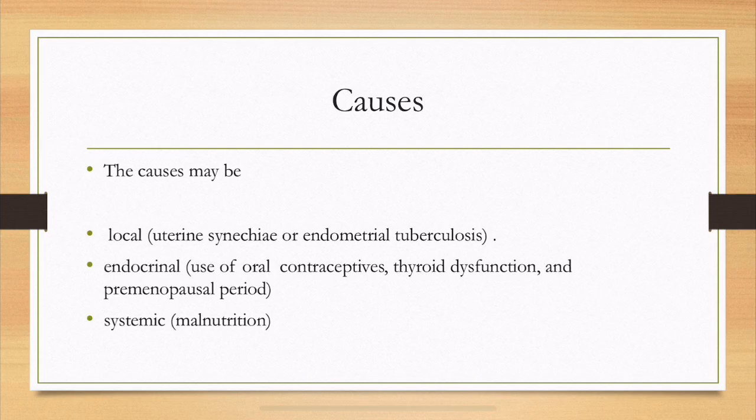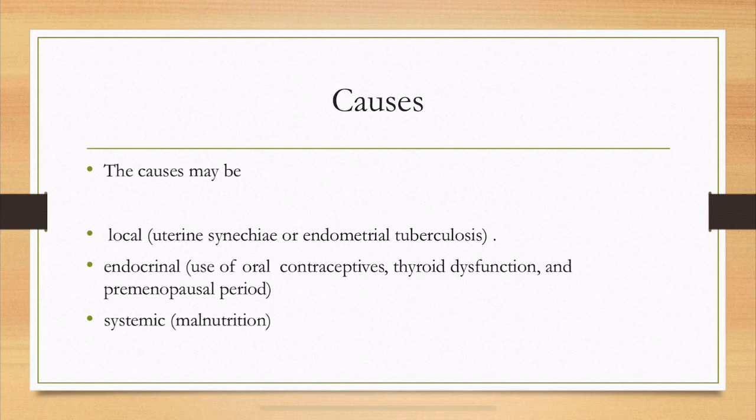Endocrinal: use of oral contraceptives, thyroid dysfunction, premenopausal period. See guys, for people who are reaching the menopause, there is cessation of menstruation in menopause. So just before the menopause, there is going to be oligomenorrhea. They are going to have menses either for 1 day or 2 days with a gap of 3 to 4 months. This is normal. Premenopausal period could be a cause.